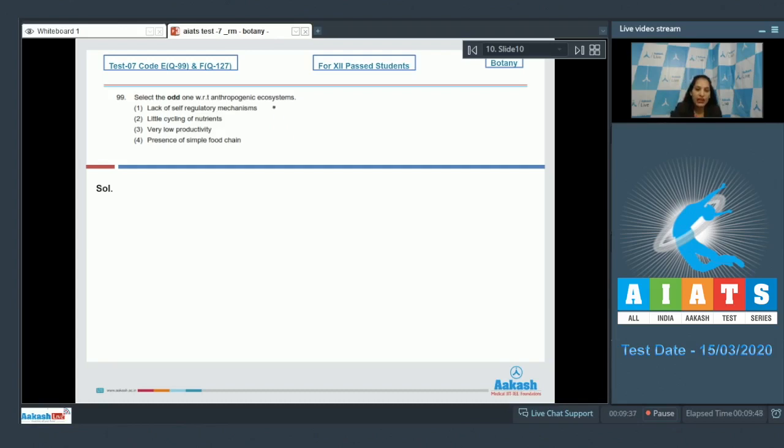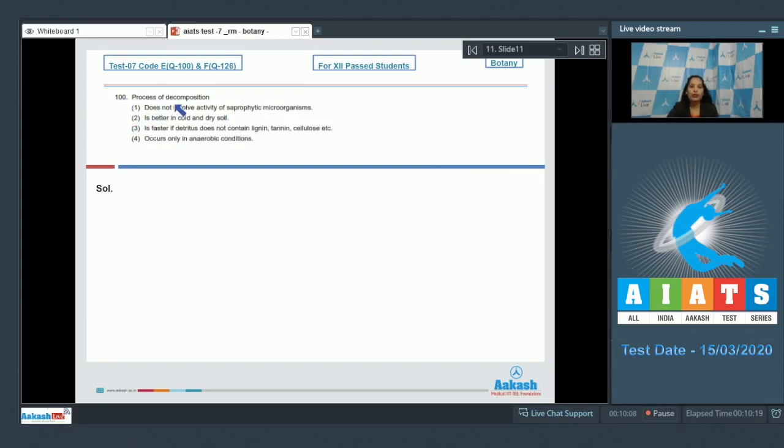Lack of self-regulatory mechanism. Definitely it will be there. Little cycling of nutrients. Yes. Presence of simple food chain. Yes. Very low productivity. No. This is the main aim for the anthropogenic ecosystem, that we grow for productivity. So there will be high productivity or high yield in anthropogenic ecosystem. So the correct option for the given question is option number 3. Let's move to the next question.